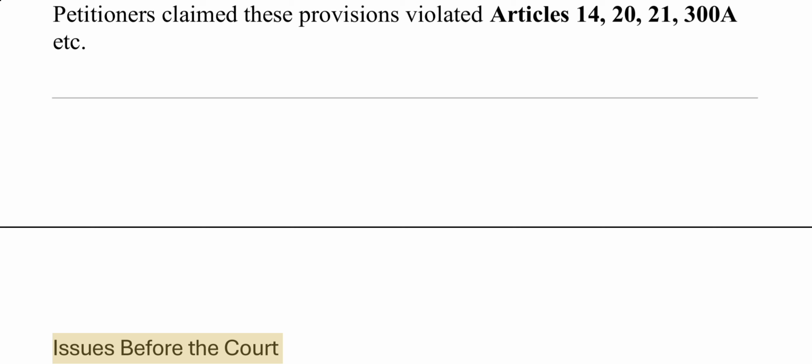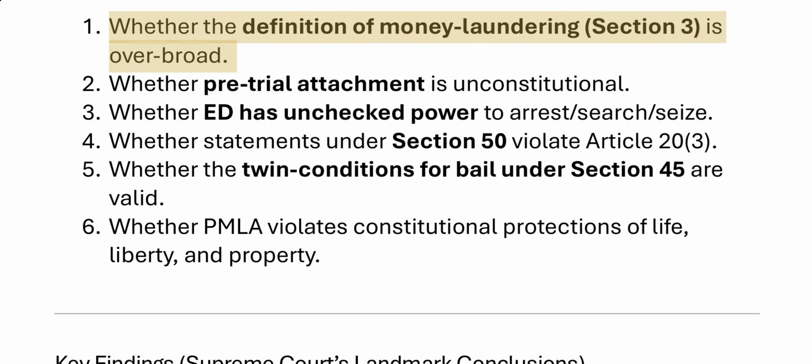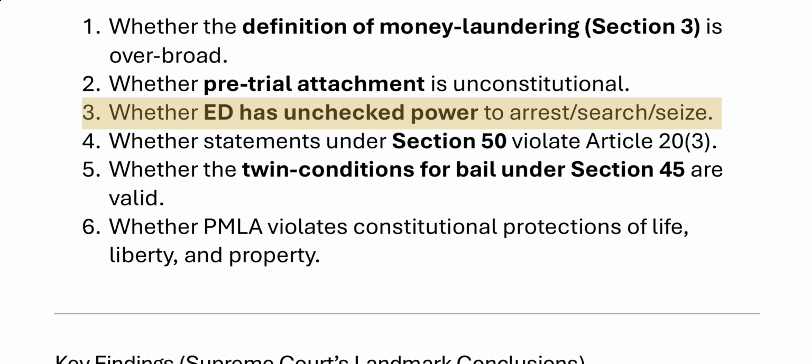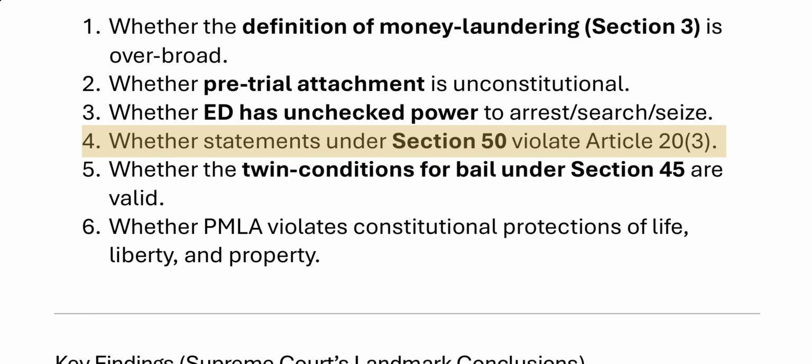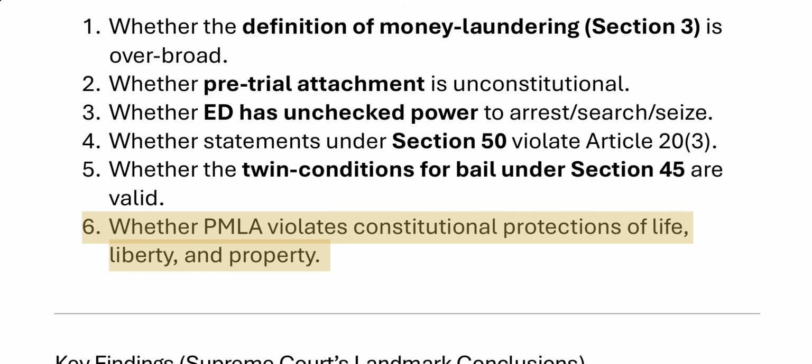Issues before the court. 1. Whether the definition of money laundering, Section 3, is overbroad. 2. Whether pre-trial attachment is unconstitutional. 3. Whether ED has unchecked power to arrest, search, seize. 4. Whether statements under Section 50 violate Article 23. 5. Whether the twin conditions for bail under Section 45 are valid. 6. Whether PMLA violates constitutional protections of life, liberty, and property.